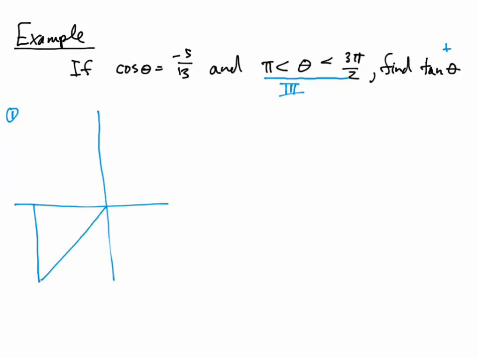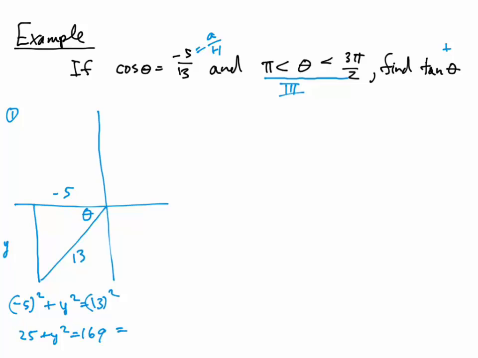If we draw a right triangle in quadrant 3, theta, well, cosine is just adjacent over hypotenuse. So the adjacent side to this angle is going to be -5. The hypotenuse is 13. And then we can use the Pythagorean Theorem to solve for this value y. So 25 plus y squared equals 169. And solving for y, we're going to get a y value of 12, so plus or minus 12 when we take the square root of both sides. We know that this has to be -12 because y is going to be negative in the third quadrant.